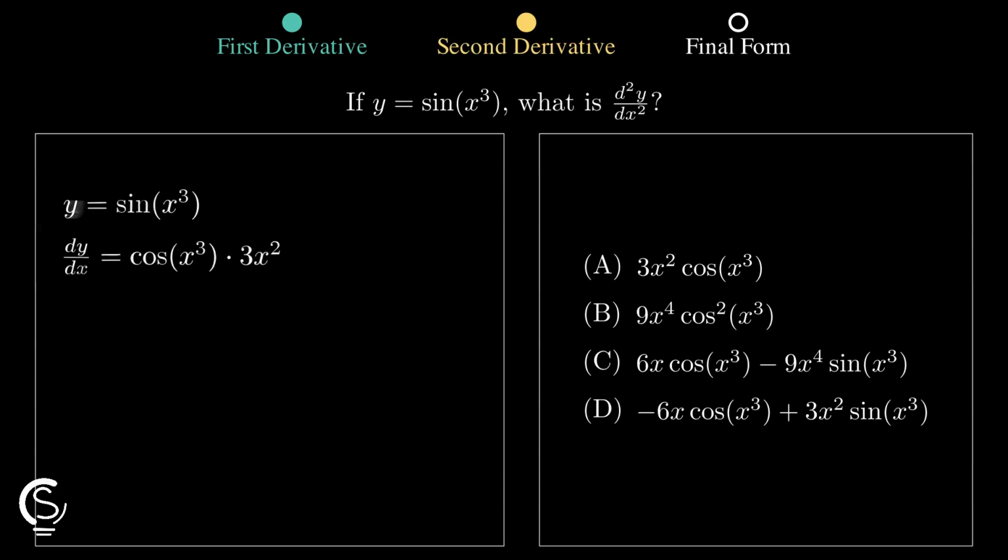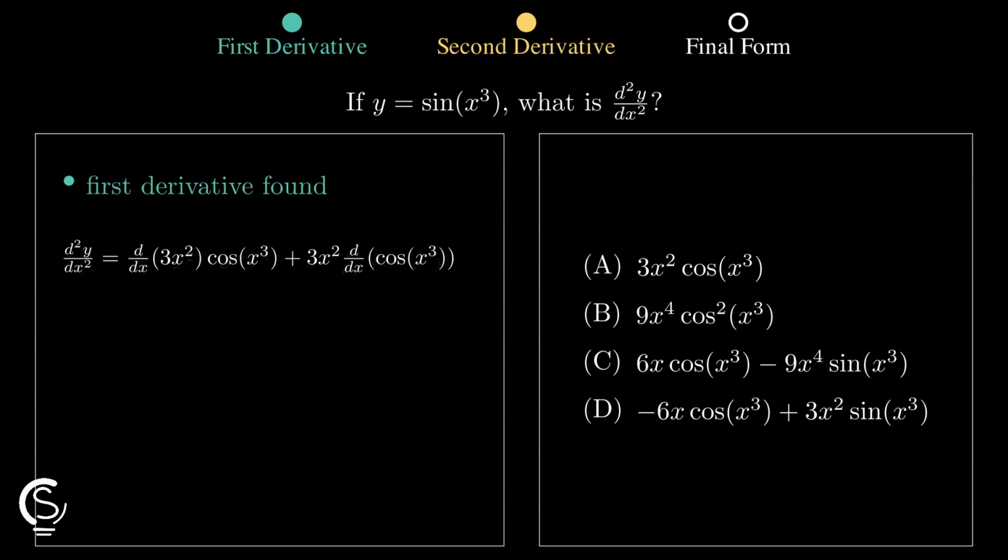Now differentiate again. Since we have a product of 3x squared and cosine of x cubed, we must use the product rule, followed by the chain rule for the cosine term. Nice!